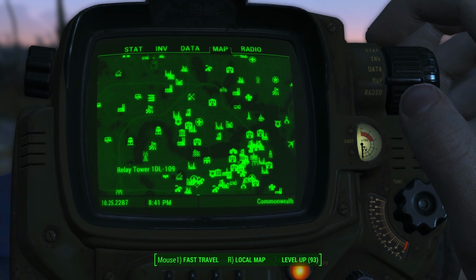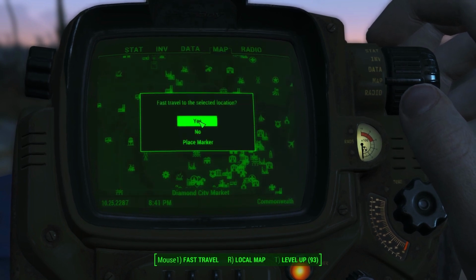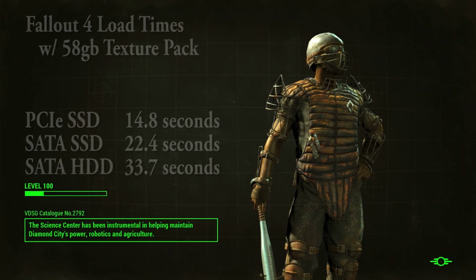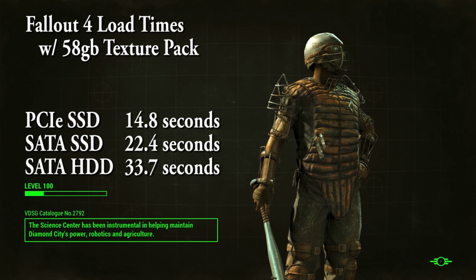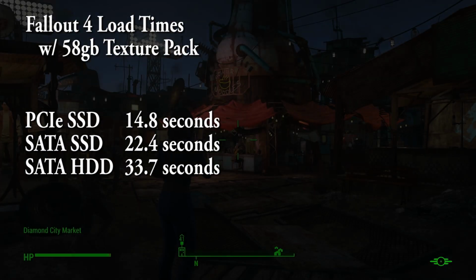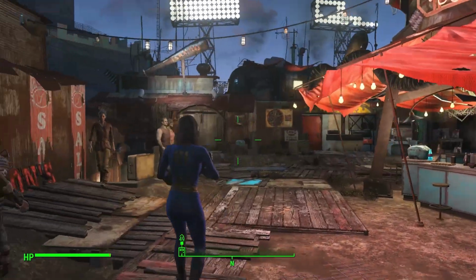I installed the 58 gig texture pack for Fallout 4 and tested fast travel loading times from the Vault to Diamond City Mart. And as you can see, the WD Black PCIe SSD cut out a third of the loading time over a standard solid state drive, almost 7 seconds, and cut the hard drive loading times in half.